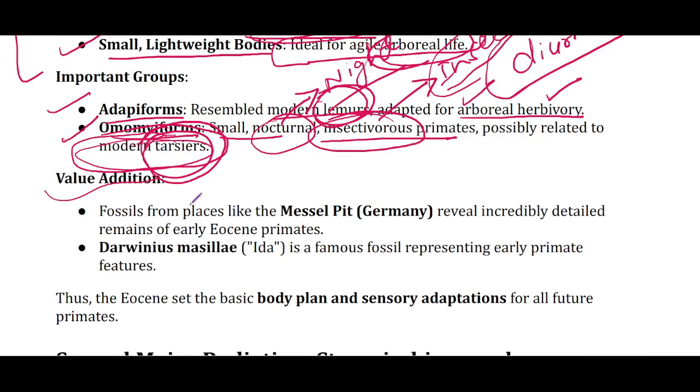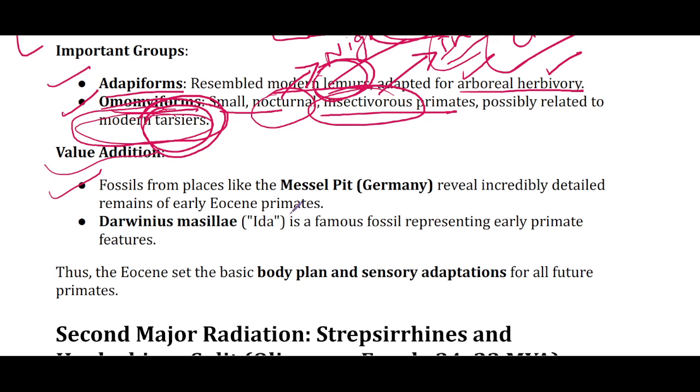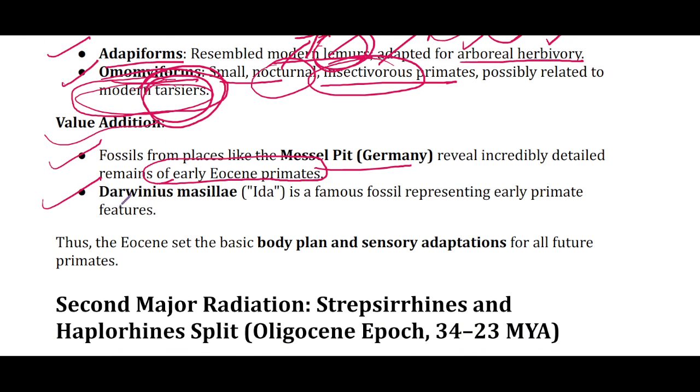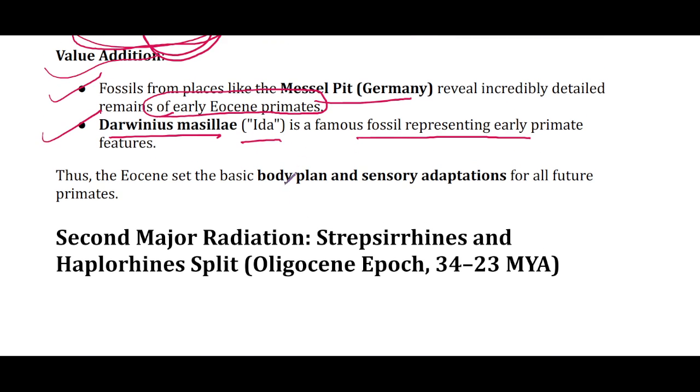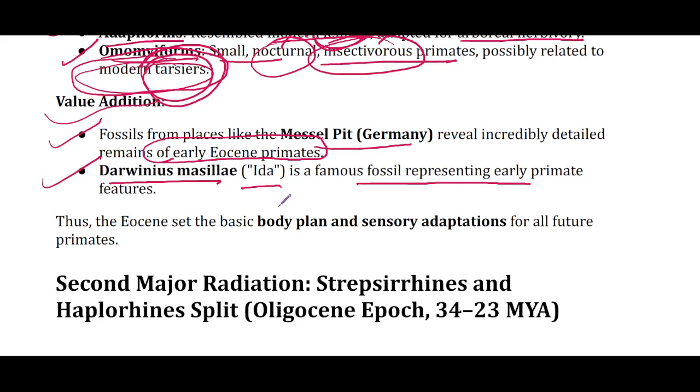Now the value addition. So fossils from places like Messel Pit, Germany, reveal incredibly detailed remains of early Eocene primates. One such primate is Darwinius masillae, nicknamed Ida, a famous fossil that represents early primate features. तो एक बार इसके बारे में बात कर लेते हैं, ईडा के बारे में.